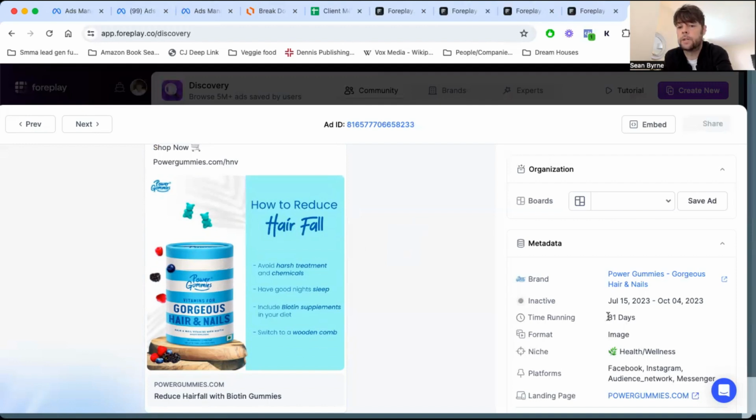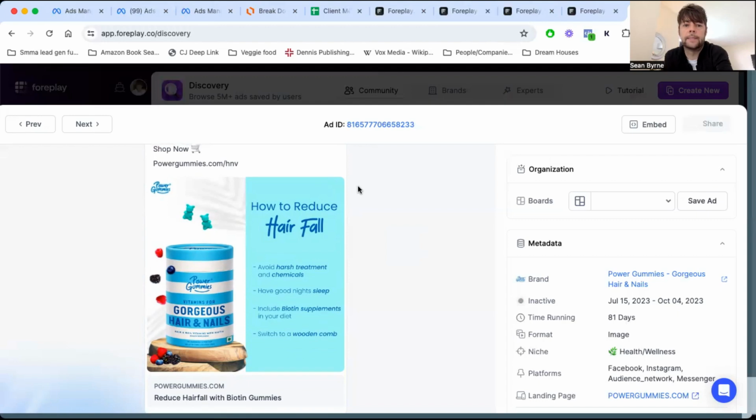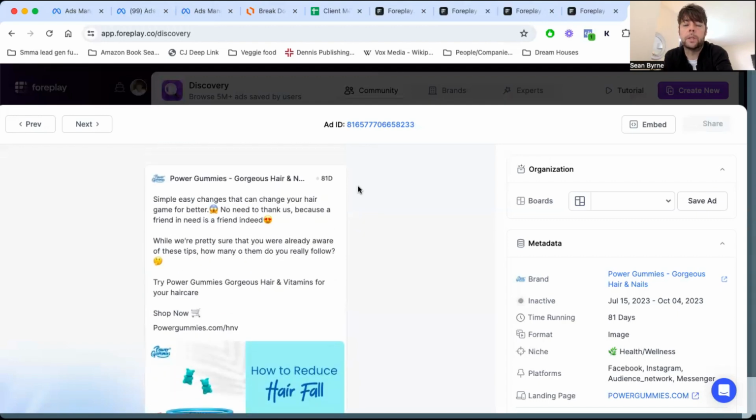Again, this ran for just under 90 days, but I like these educational type content ads because it's always good to mix up your strategy where it's not necessarily offer based, but top of funnel, more of an educational piece of content.